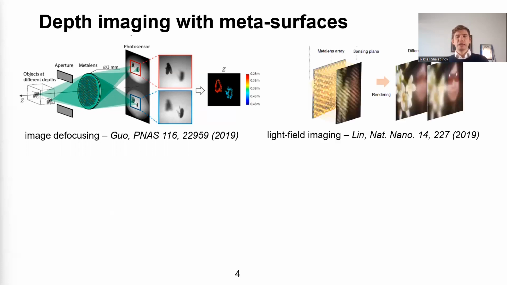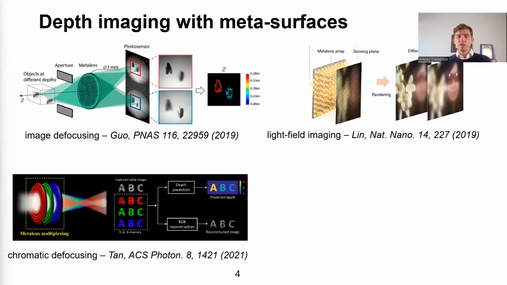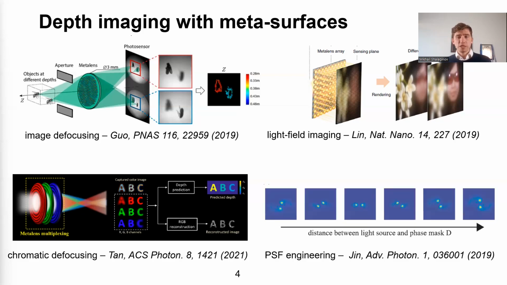Yet another demonstration is the micro-metalens arrays enabling a light field imaging, which can form a set of images with a distinct depth characteristics. Another interesting application is to use the metalens chromaticity. Then the RGB color channels will form images with sharp features at different depths. Or, for example, we can also engineer a point spread function, which would have depth-dependent intensity profile. All of these are really cool demonstrations. However, from my point of view, they're quite far away from immediate practical applications.